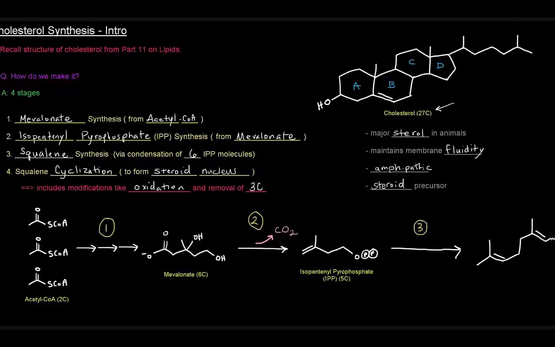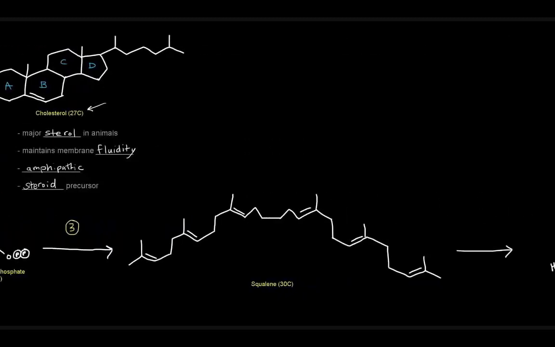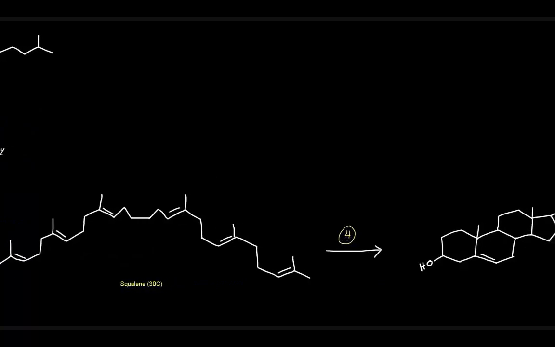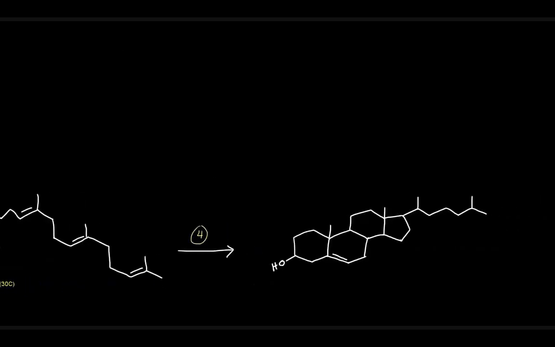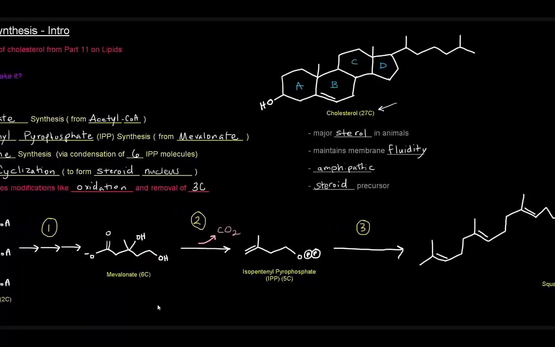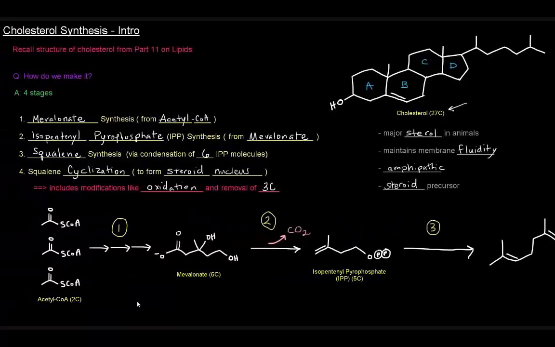So we're going to take this squalene with its 30 carbons, and in stage 4 here, we're going to convert it into cholesterol, which looks like that. You've seen that already. So in that 4th stage, we're going to lose 3 carbons to give us this final product, cholesterol. So in the next few videos, we're going to be going over these 4 stages in a little bit more detail.